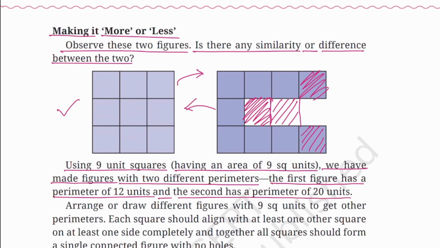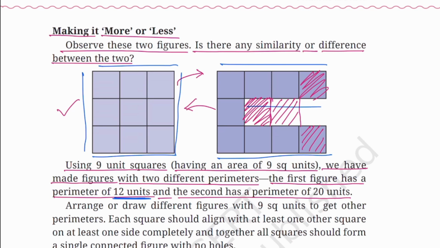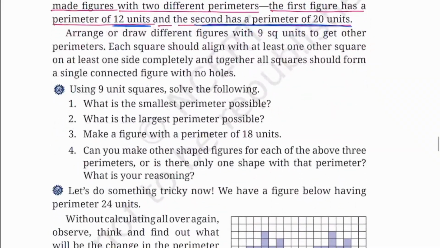Let's count. 3, 3, 6, 3, 9 and 3, 12. The first one has a perimeter of 12 units. And the second one: 4, 4, 8, 3, 11, 3, 14, 15, 16, 17, 18, 19, 20. The second has a perimeter of 20 units.